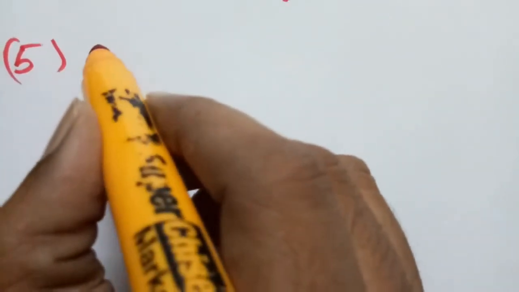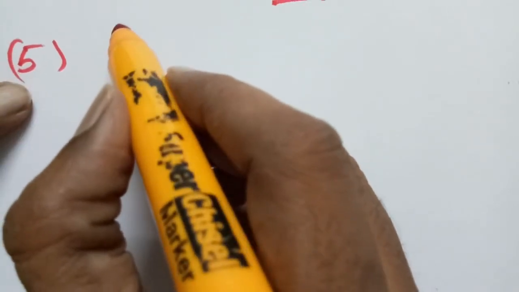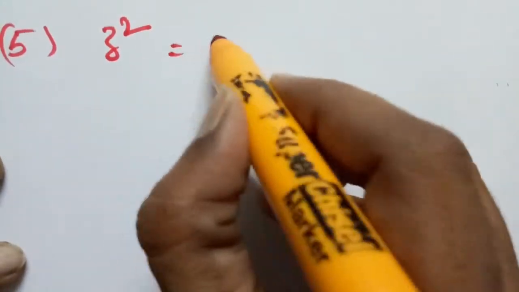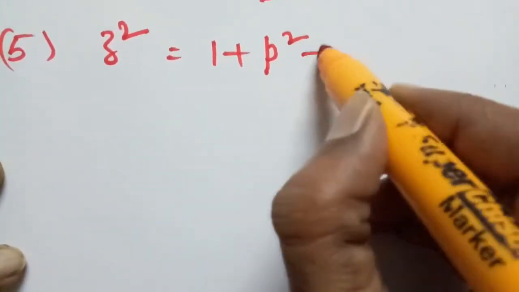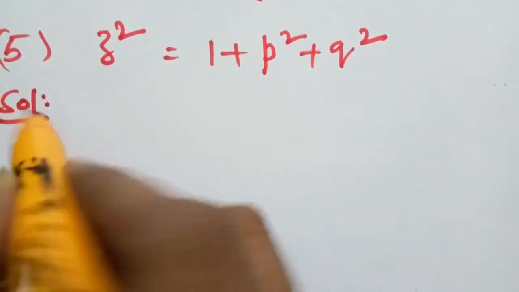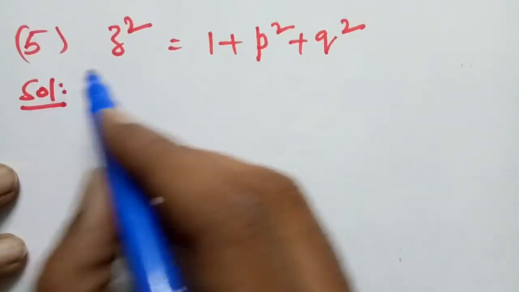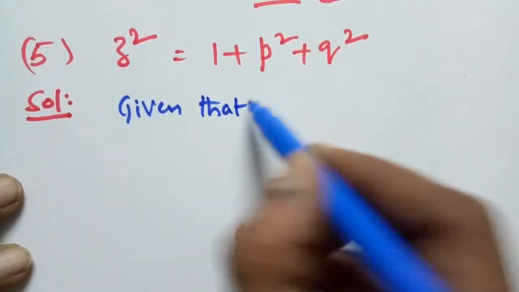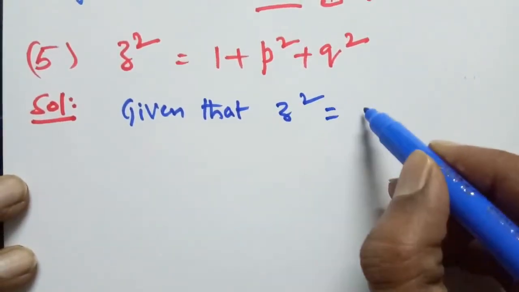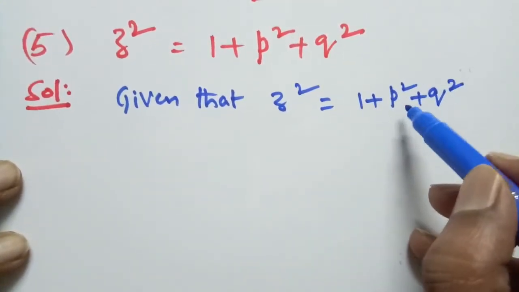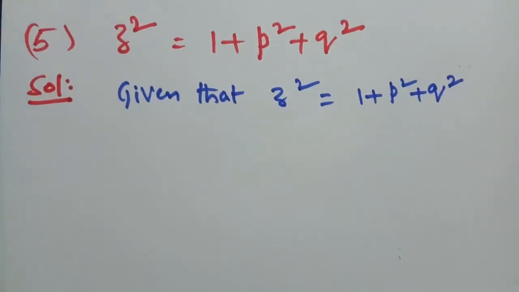Next, fifth one. Solve z square is equal to 1 plus p square plus q square. First, write down the given equation. Given that z square is equal to 1 plus p square plus q square. Say this is equation number 1.